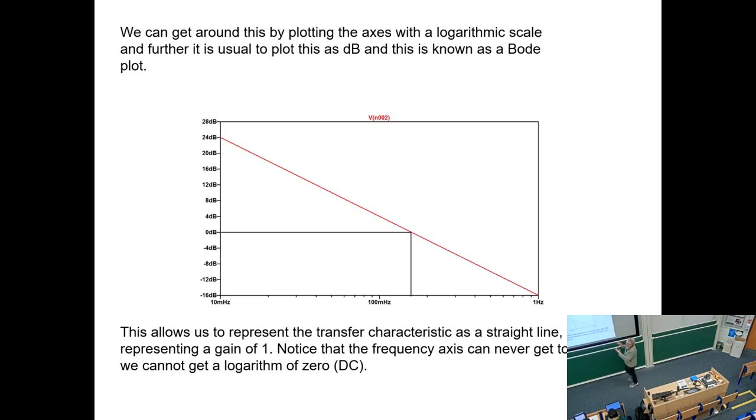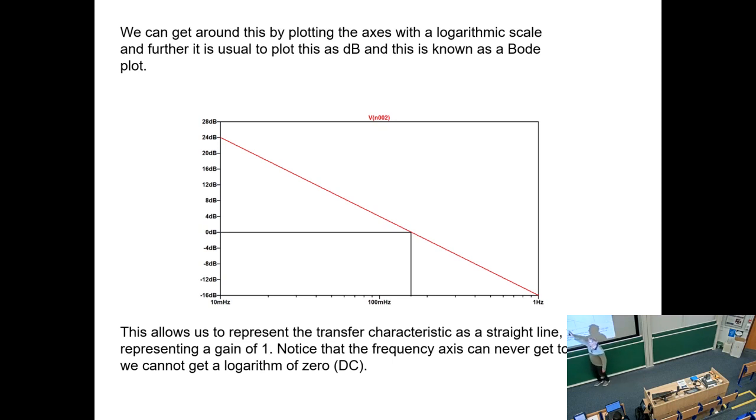It's a sort of mapping, if you like, and it's reduced that into a straight line response. So this allows us to represent the transfer characteristic of this single pole response as a straight line, with 0 dBs representing a gain of 1 in the linear world, because that's the nature of logarithms. Notice that the frequency axis can never get to DC. You can't have a log of 0. And that's the way of avoiding this infinite response on this graph.